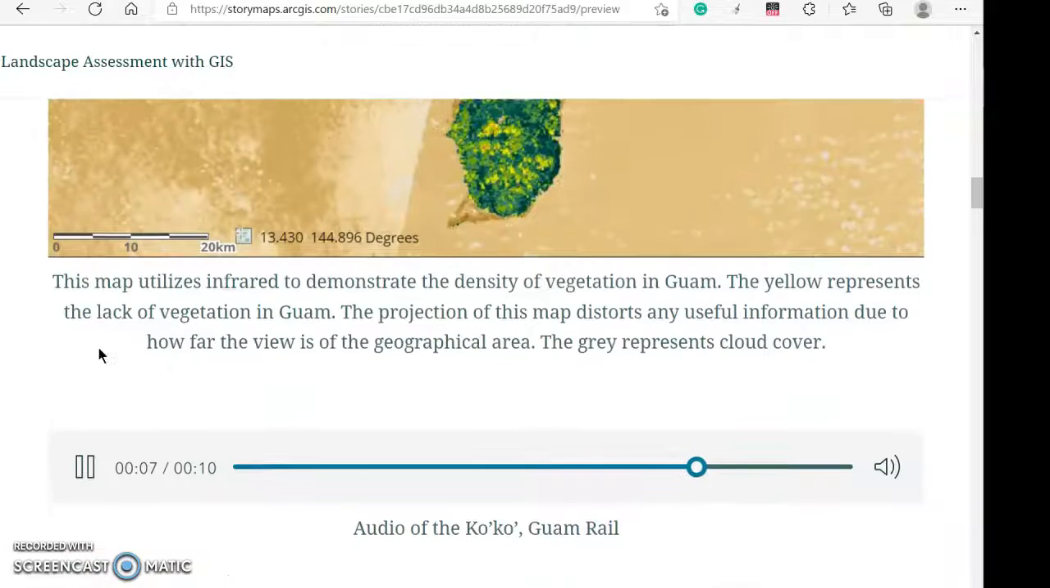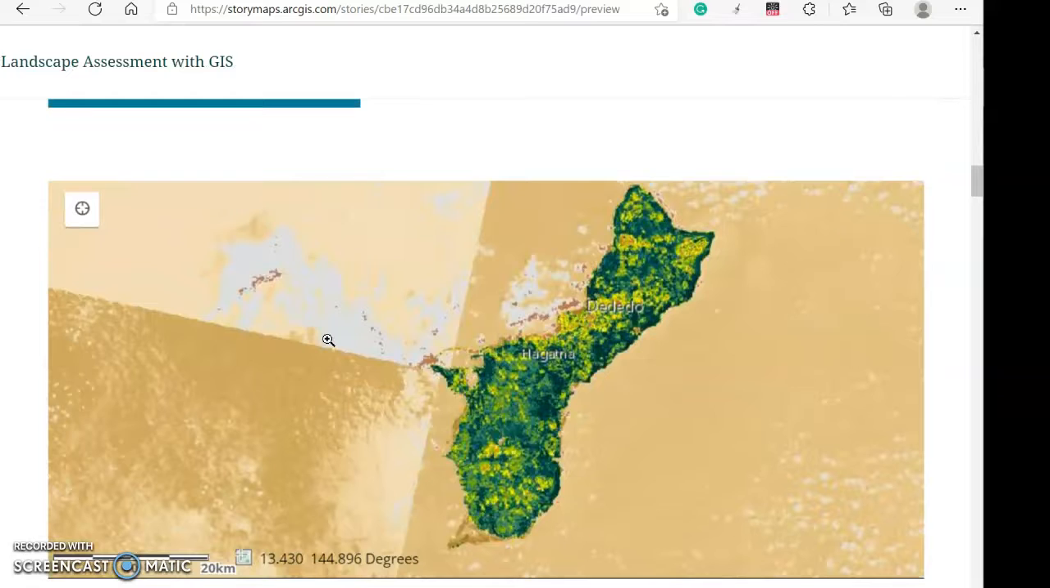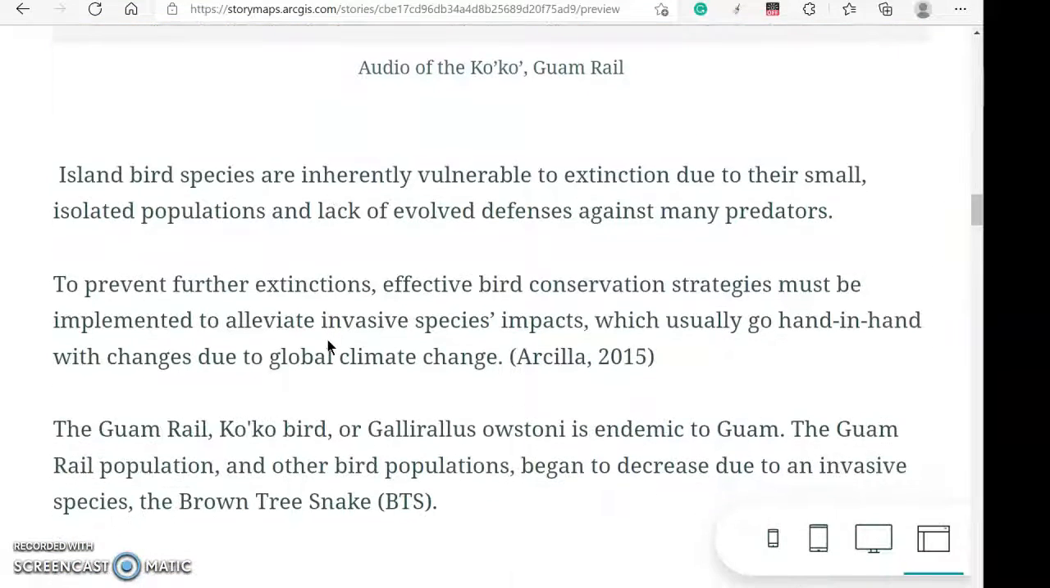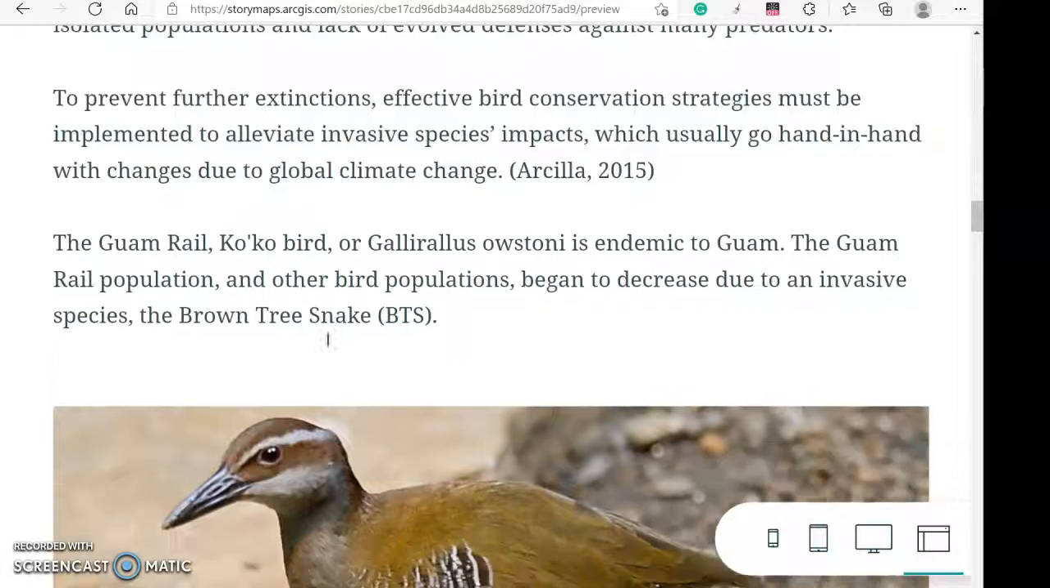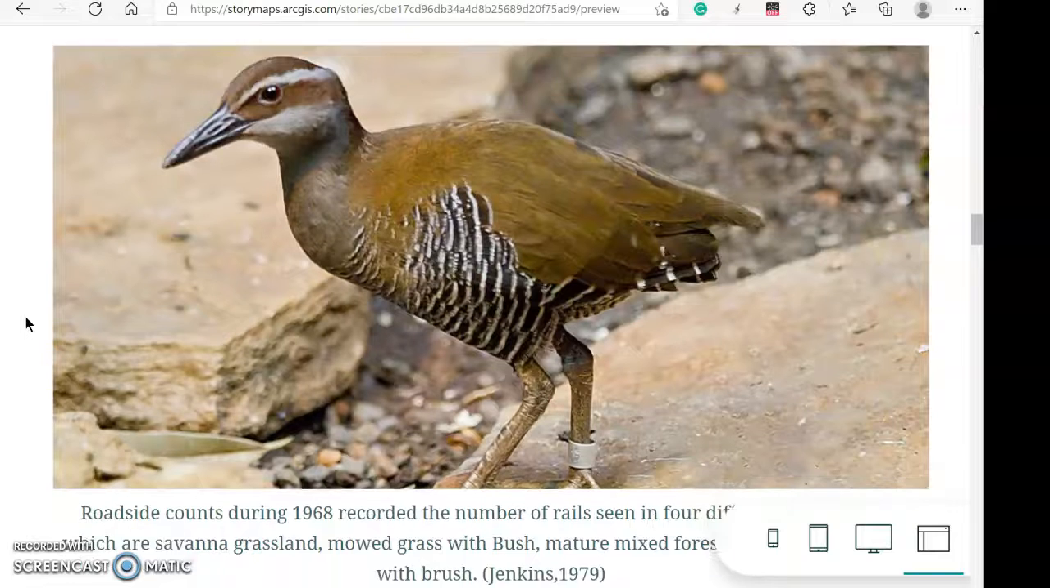Now that we've talked about the geographic location of Guam, let's dive deeper into what the cocoa bird is. So this is the cocoa bird. It is endemic to Guam. It has only lived in Guam. It is omnivorous, and it is flightless, which makes it dangerous for the cocoa bird to live in an area where the brown tree snake is densely populated.